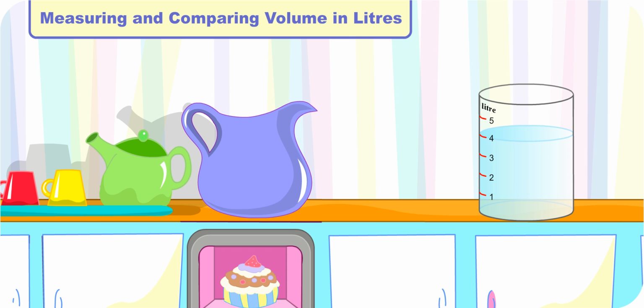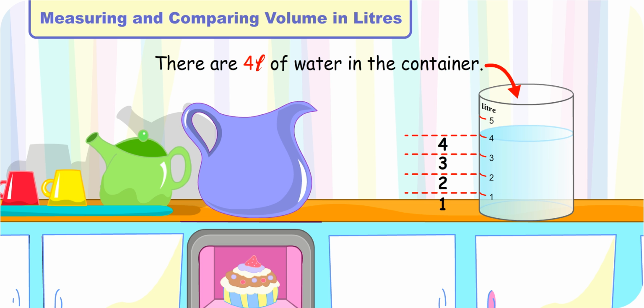Turbo Girl, can you tell me how many liters of water are there in this container now? 1, 2, 3, 4. There are 4 liters of water in the container now. Well done! We read the markings on the side to find out the volume of water in the container.